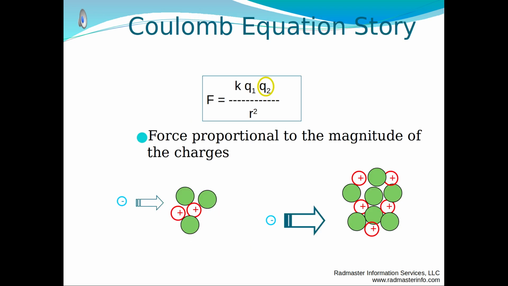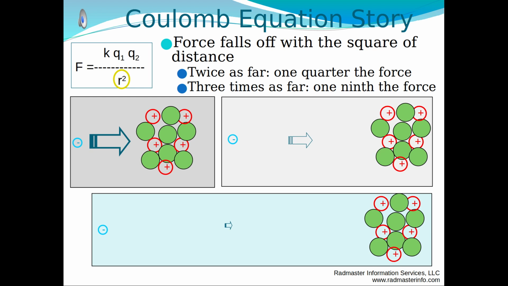The nucleus on the right has more protons, so it has a stronger attraction to an electron. As we increase the distance between a nucleus and electron, the force of attraction falls off rapidly.